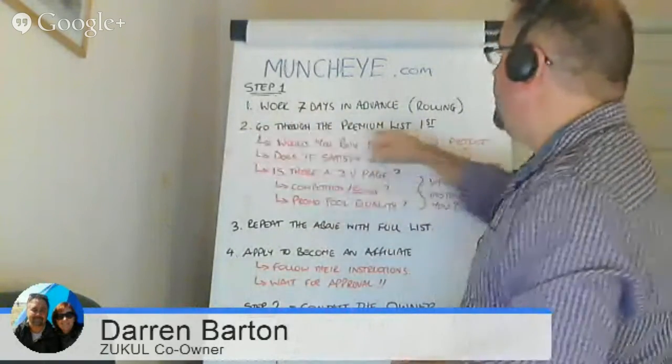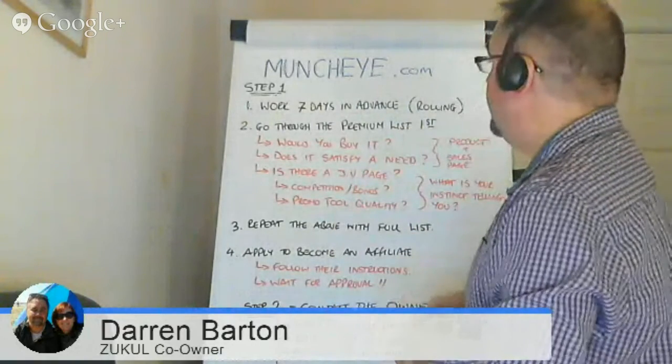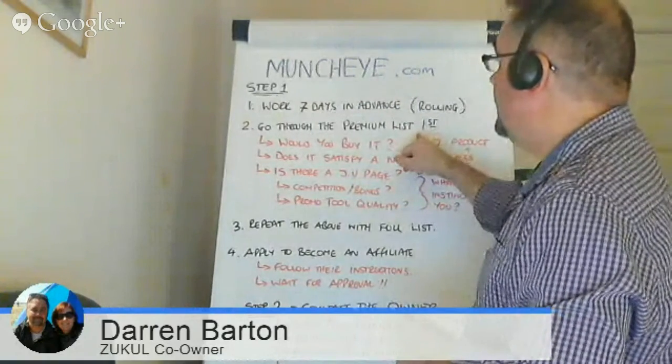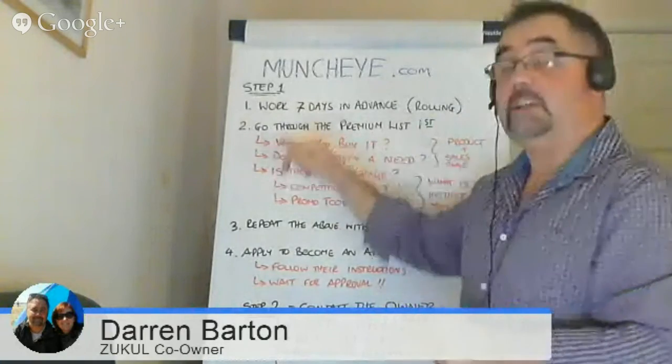Next step is you need to go through the premium list first, and that will make sense when we go onto the site in a moment. Go through the premium list first and make a decision. Would you buy the product? Does it appeal to you?